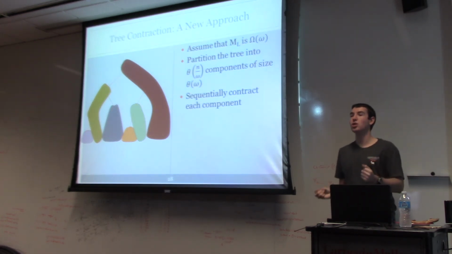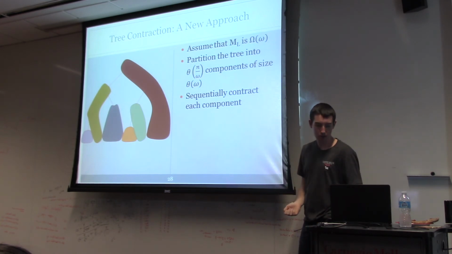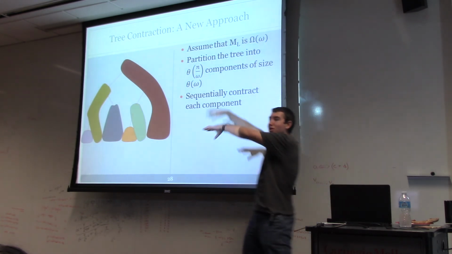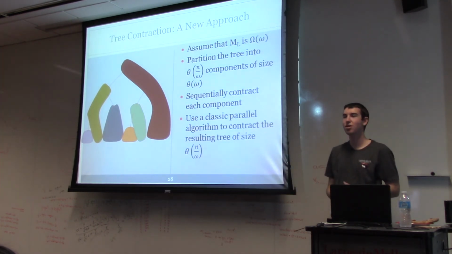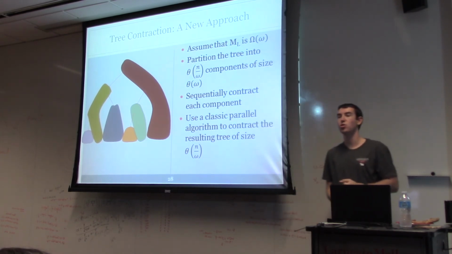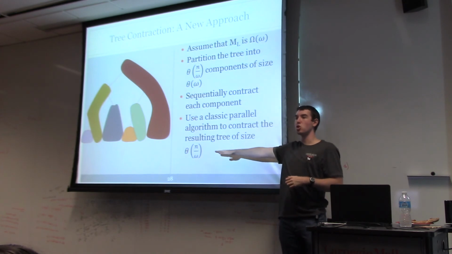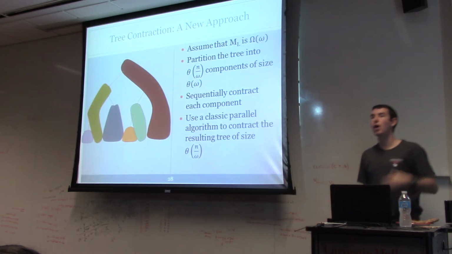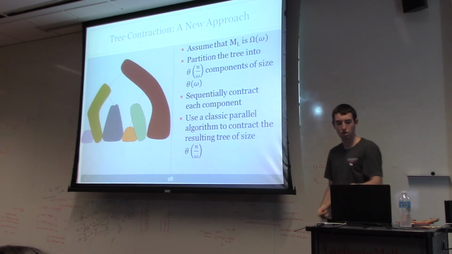Then we're going to sequentially contract each component inside our stack memory, so that doesn't cost us any writes. And then we have this wonderfully blobby looking tree that's of size n over omega. And if we call a regular tree contraction algorithm on this, it'll do n over omega writes because it's a tree of size n over omega. So you have omega times n over omega in your cost for just a cost of n.